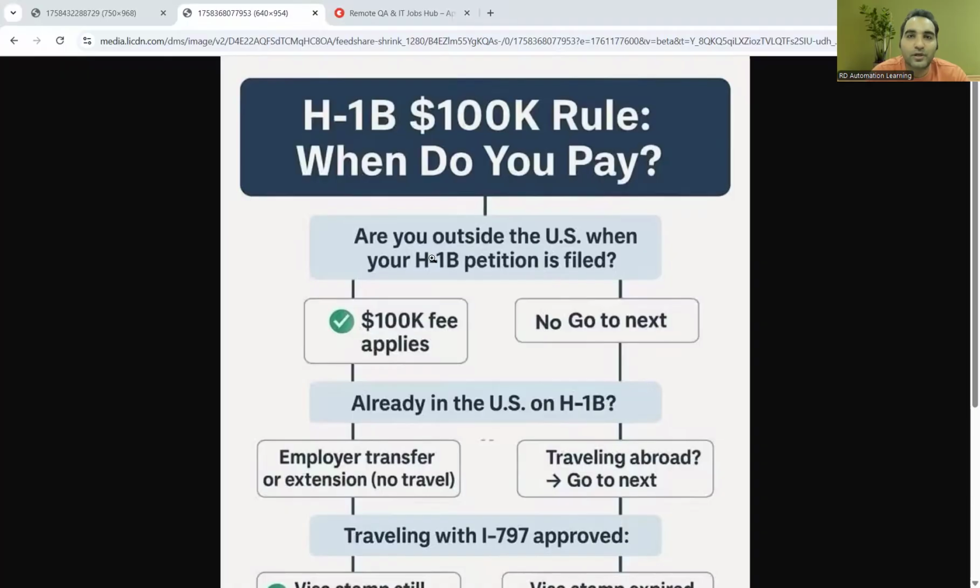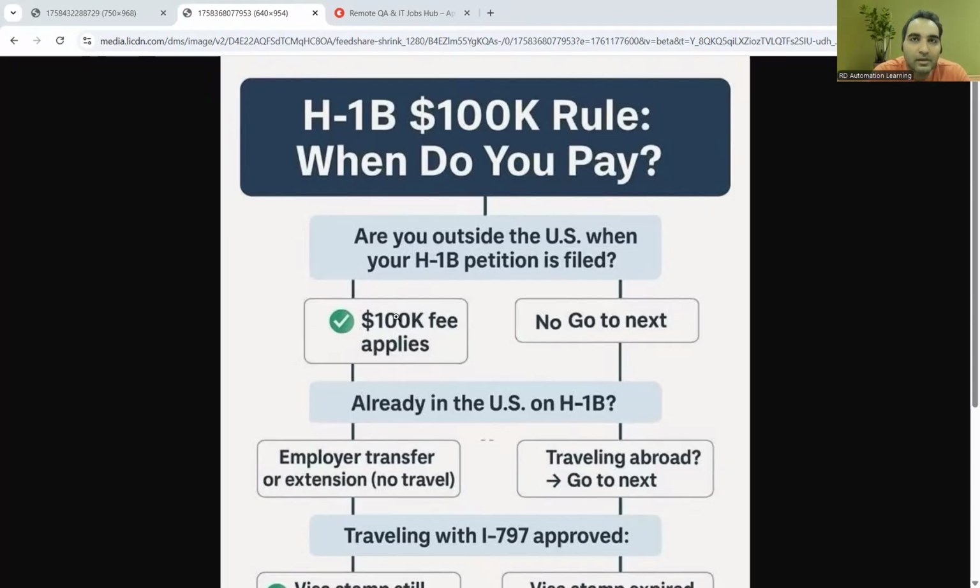So what does this H-1B rule say? We have created a simple flow chart so you get an idea. This is the H-1B rule and it has been rolled out yesterday. Are you outside the US when your H-1B petition is filed? If you're outside of the US, then you don't need to pay, but your company needs to pay.